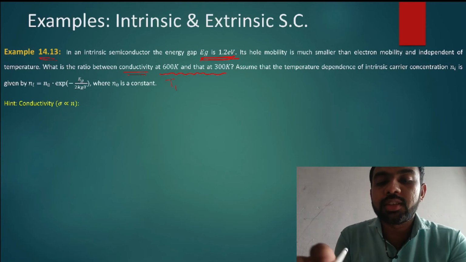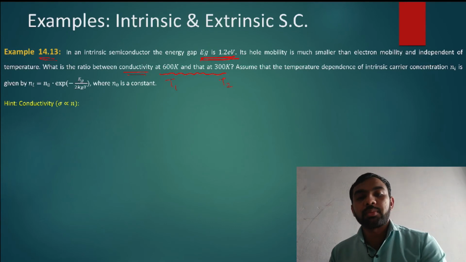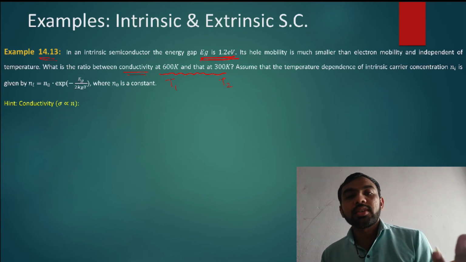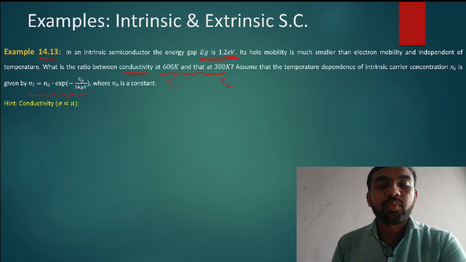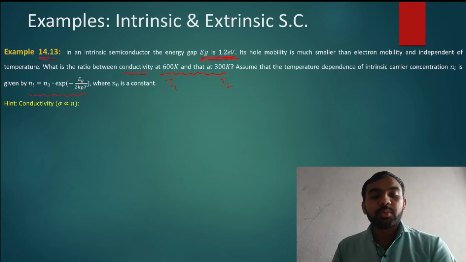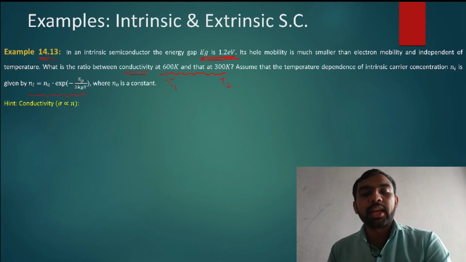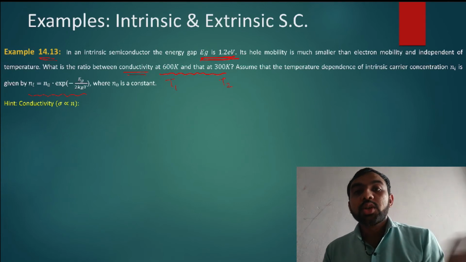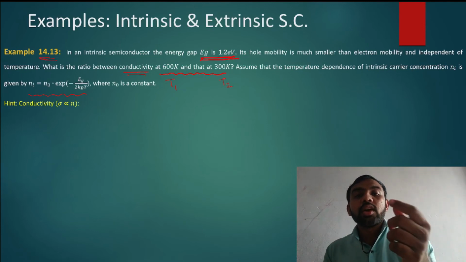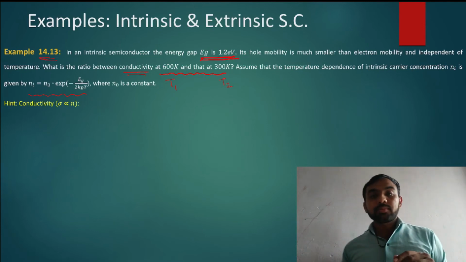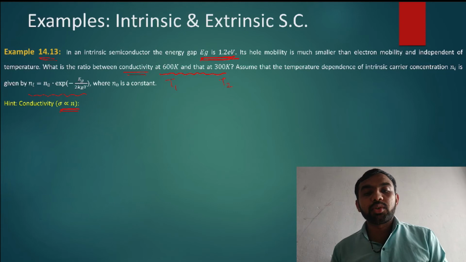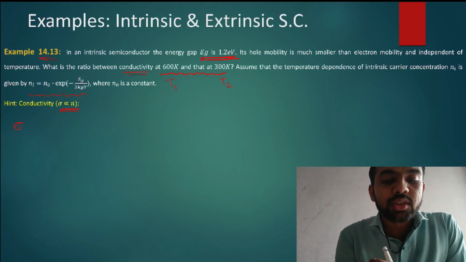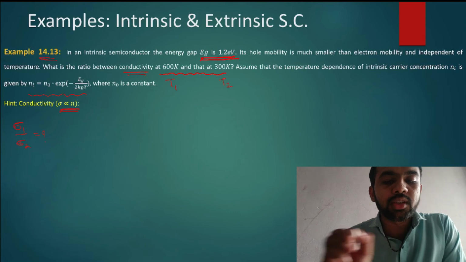Let's consider 600 as T1 and 300 as T2. That is the given data: T1 is equal to 600 Kelvin and T2 is equal to 300 Kelvin. Assume the temperature dependence of the intrinsic charge carrier Ni is given by this relation: Ni is equal to N naught into exponential minus Eg upon 2 kB T, where N0 is a constant. We are studying the conductivity of a semiconductor and metal. Conductivity is directly proportional to N. So we have to find this ratio, sigma 1 upon sigma 2 is equal to what?